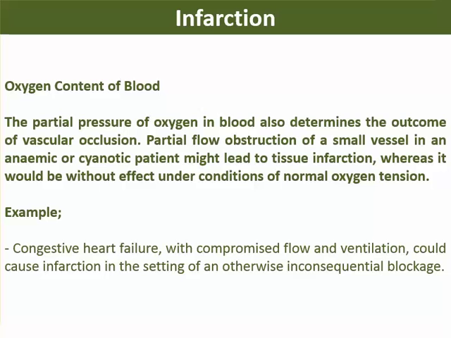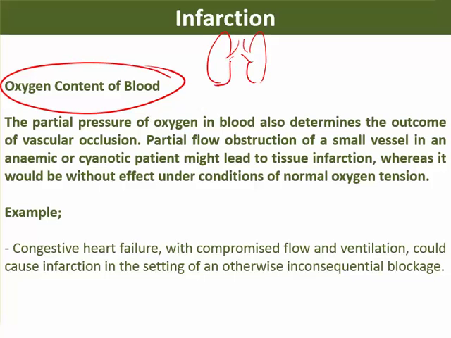Now coming to the most important one, the oxygen content of the blood. For example, I give you a, this is a lung. Please listen, Annie. So this is lung, and this person is a smoker. His lung is affected. He cannot take enough oxygen.